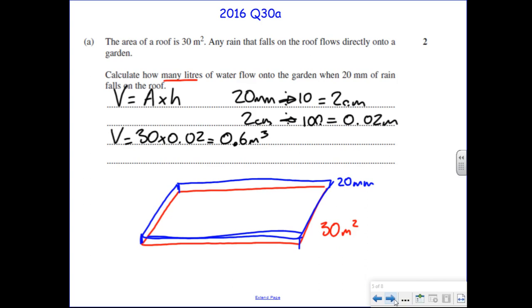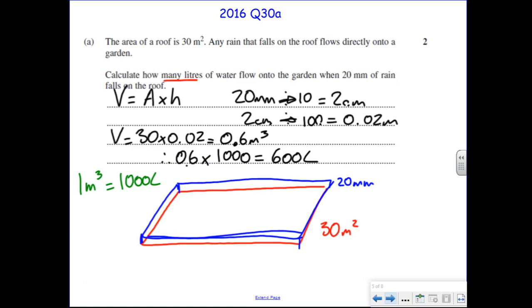And like I said in my video previously, or if you just notice on the formula sheet, we're told that 1 meter cubed equals 1,000 litres. So essentially, we're just going to take this 0.6 and times it by 1,000, which equals 600 litres. And that's your answer.